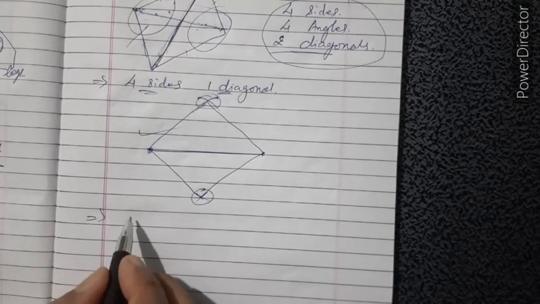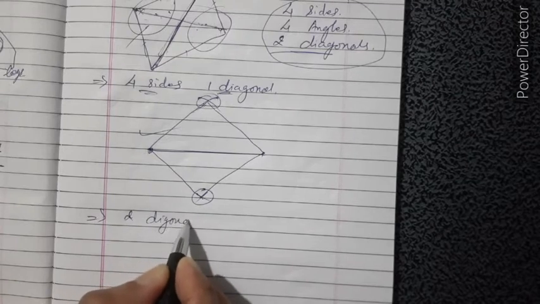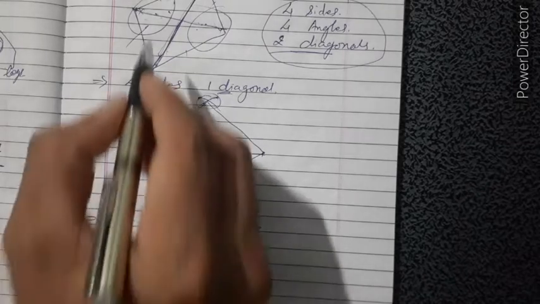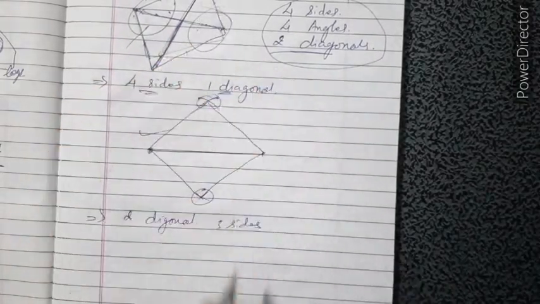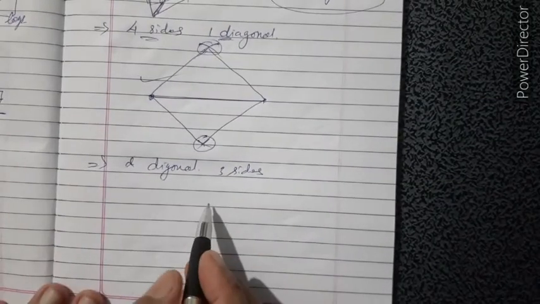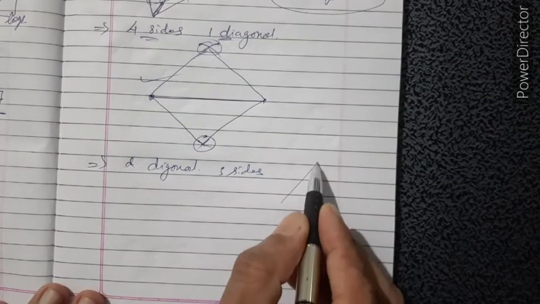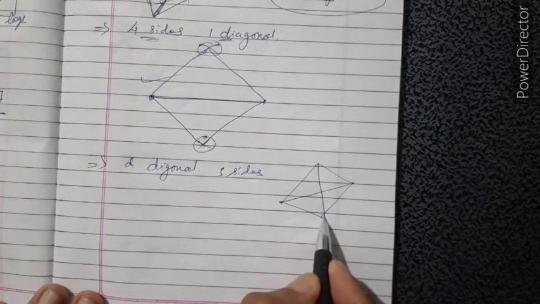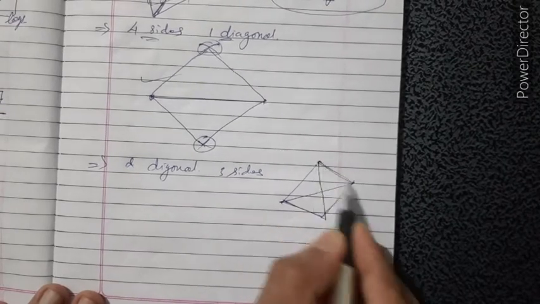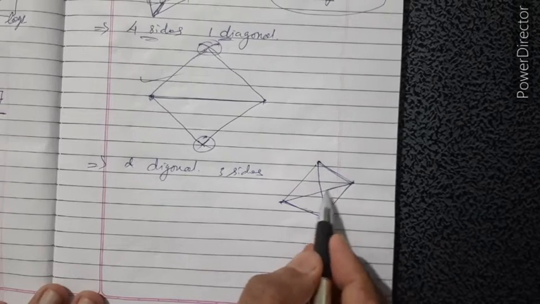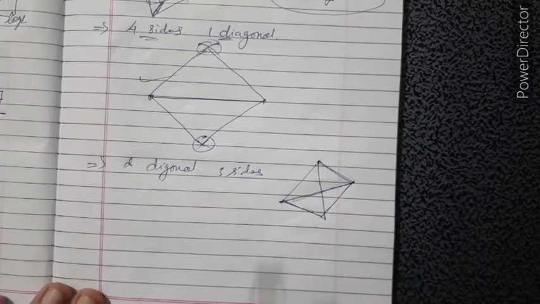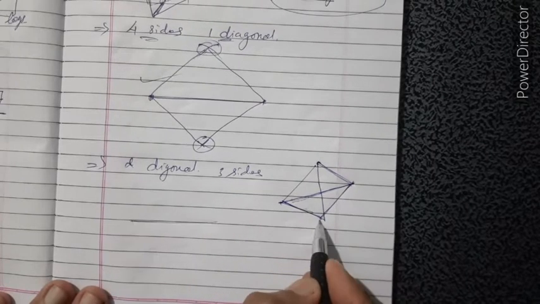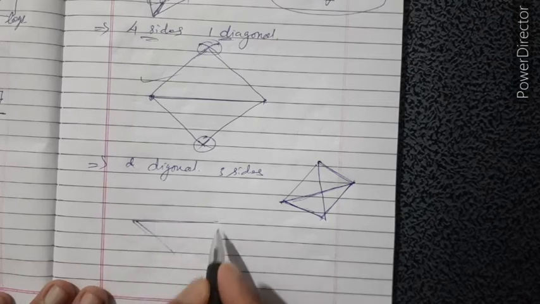Second one, if the measurements of 2 diagonals and 3 sides are given. That time also, look, a rough sketch is there. Here these 2 diagonals are given, and these 3 sides are given. So what to do? You just start with any one diagonal. Here we draw this one, and then these 2 sides which are already given.